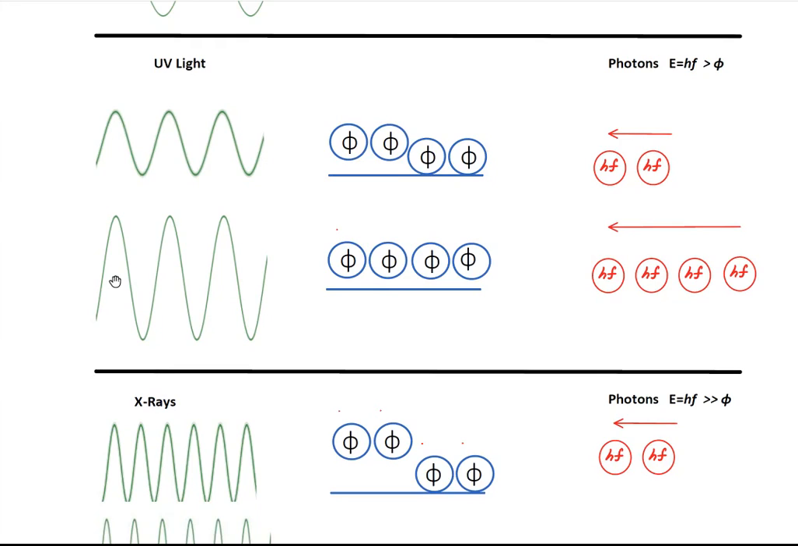Then when you increase the amplitude, in the old model, that's the amplitude of the wave. Well, again, Einstein said that's the same thing as increasing the number of photons. And each photon now has higher energy as well. And each of these photons now can displace an electron. So the 4 electrons move off.